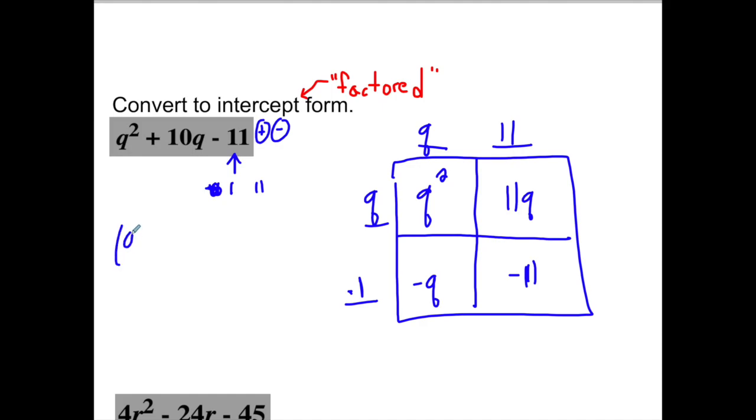And so now you write q plus 11, q minus 1. Folks, remember that the order in which you write the factors does not matter. If you wrote negative 1 up here and positive 11 down there, and you had these flipped around, or a combination of that, does not matter, because the order you multiply things doesn't affect the result. Okay, so just keep that in mind.